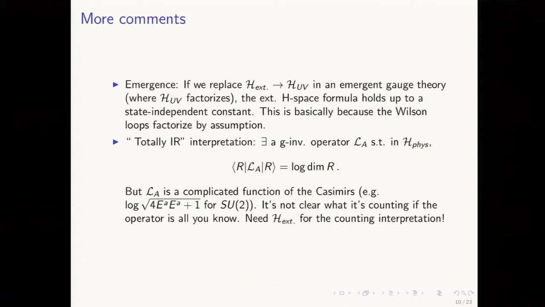And the last comment is that this extended Hilbert space prescription looks kind of gauge variant, right? You're putting in all these line operators, so you might worry whether it's gauge invariant. You might wonder if there's some way to describe it that's intrinsic to the gauge theory without extending the Hilbert space. And the answer is yes. There exists a gauge invariant operator such that when you take its expectation value in the state R in the physical Hilbert space, it gives back this log dr edge term. So you can always write something like this down. So it also means that this prescription is gauge invariant. But this operator is going to be some complicated function of the Casimirs of your group. So if someone just handed you the operator, it's not clear that it's counting anything. Once you go to the extended Hilbert space, it becomes totally clear that you're counting these pure gauge degrees of freedom with a very specific measure.